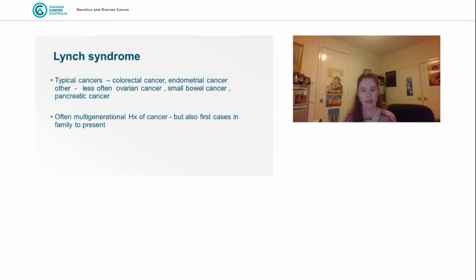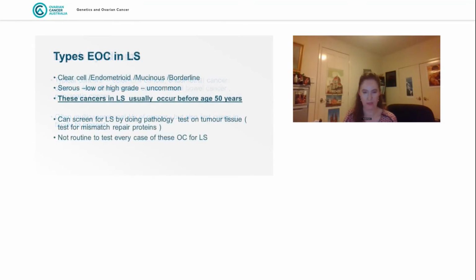There's often a multi-generational history of cancer, but not always. The types of ovarian tumours are different. More typically, these are endometrioid, clear cell. They can be mucinous or borderline. They're less likely to be serous tumours. They can occur but are uncommon. And classically, epithelial ovarian cancer in Lynch syndrome occurs at a younger age.